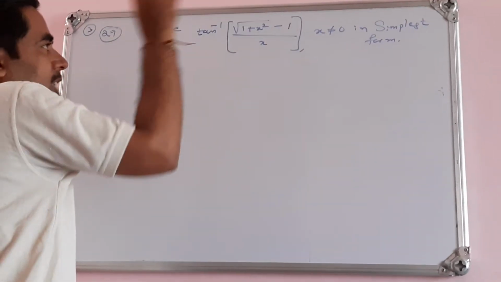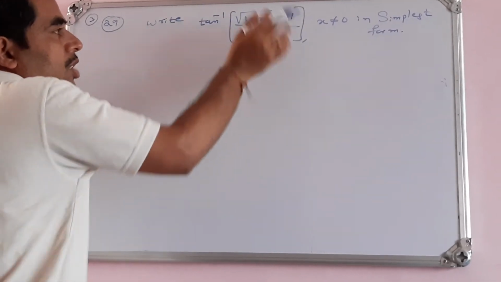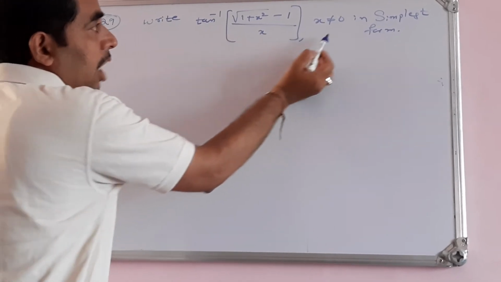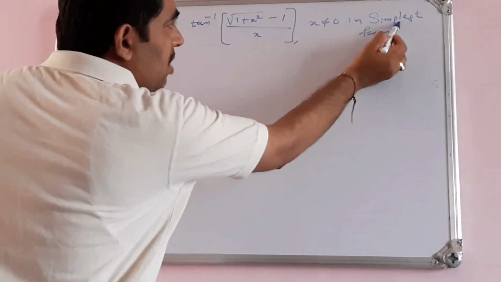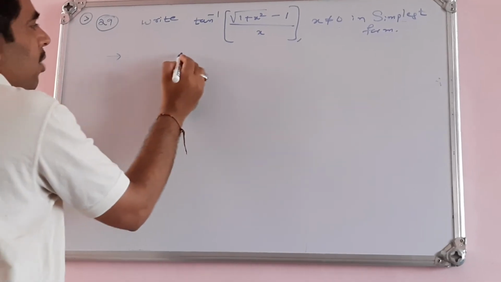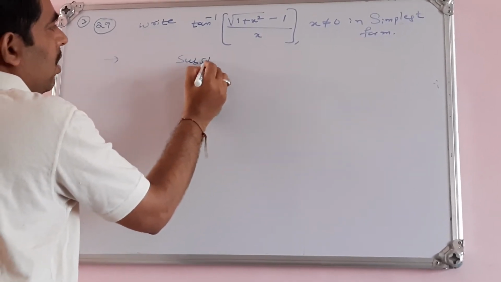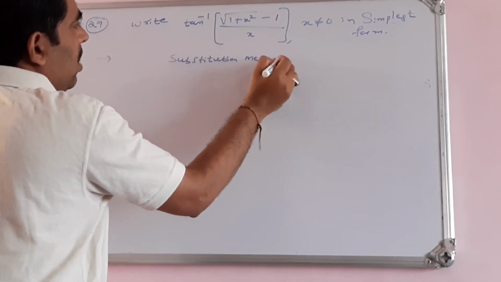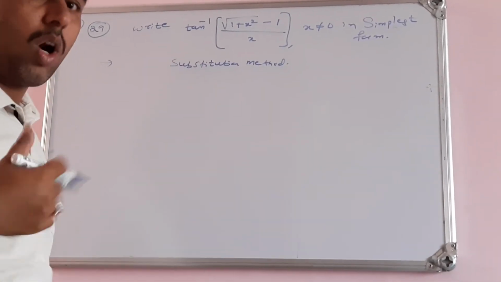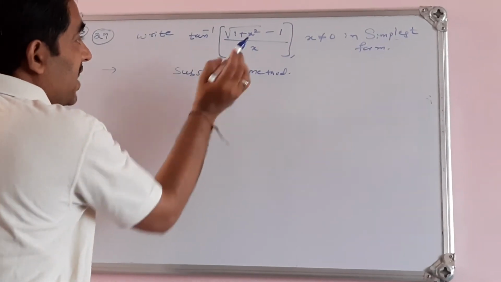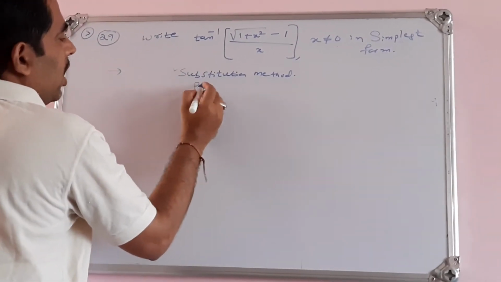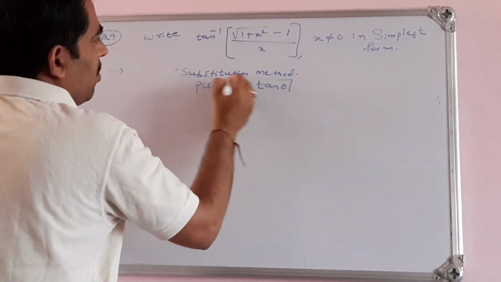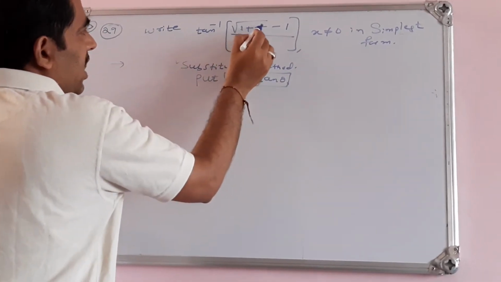See, we have to write this expression. What is the expression given? Tan inverse of, inside the bracket you have square root of 1 plus x square minus 1 divided by x. X is in the denominator, so x is not equal to 0, in simplest form. Here we have to use the substitution method. So what is the substitution? Proper substitution for x, we should remember here. Put x is equal to tan theta, because 1 plus x square is there.